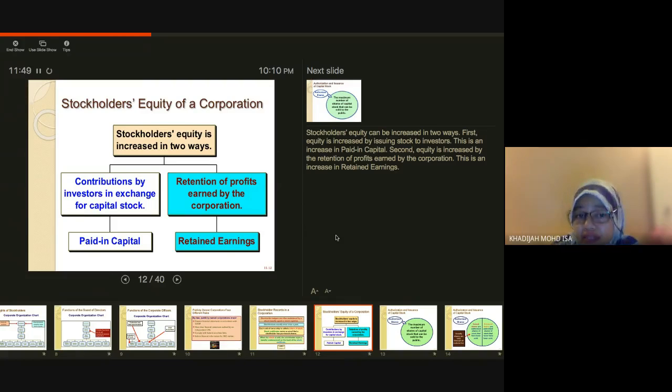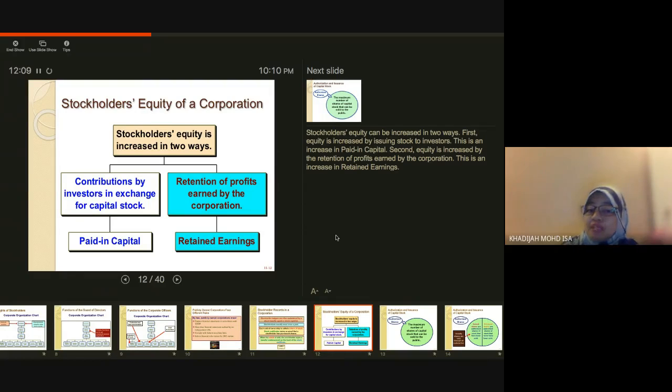The retained earnings. Kalau you tengok slide yang dulu, chapter 1, you ada retained earnings kan? How you get the retained earnings? Every year tu you accumulate. The accumulated profits is what we call the retained earnings. Why is it called retained earnings? Because profit is not everything is kept by the company.